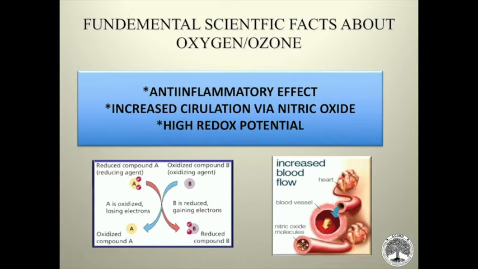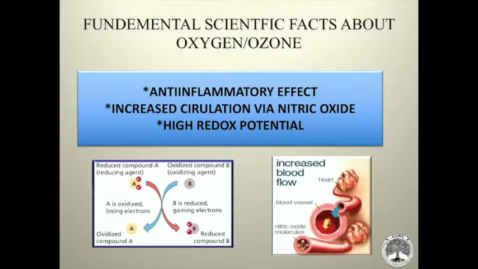But one of the interesting things about ozone, we also see an increased circulation of nitric oxide. We infuse ozone into the system, we're getting an upregulation of nitric oxide. Why would that be important? Remember endothelial relaxation factor? Opens up all the vascular beds. So we have this wonderful disinfectant property. We're upregulating antioxidant systems at the cellular level. We're getting better blood flow.